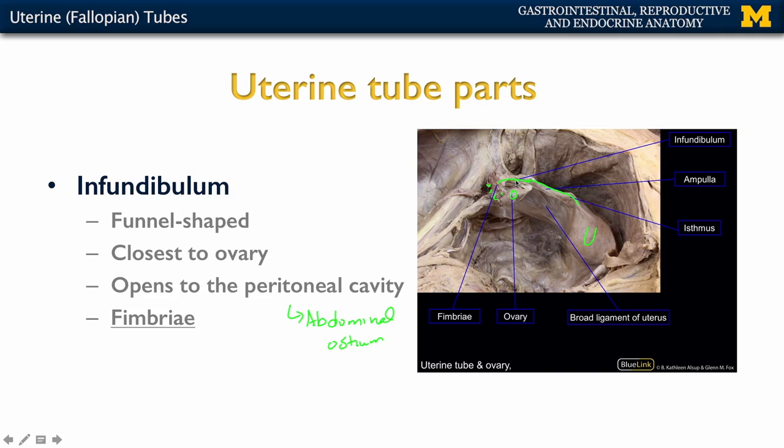And what else is unique, and you can see this in this image, are these finger-like projections that are surrounding that abdominal ostium, which we refer to as fimbriae or fimbriae. You'll hear it either way. And they are exactly what they look like. They're finger-like projections that will move in order to get the oocyte into the uterine tube. And these will actually engorge during ovulation in order to allow for that closer association with the oocyte. There's one fimbria that actually attaches to the ovary. The rest are just right around it.